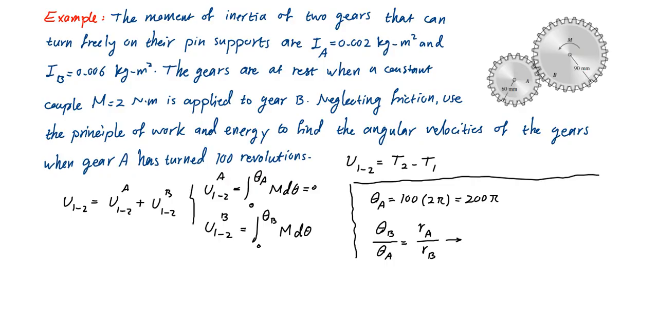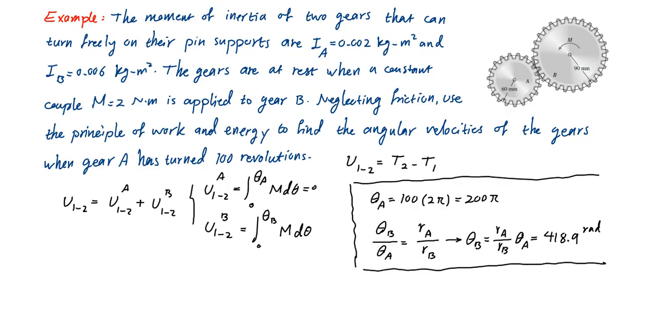So from there, you can actually find theta B, pretty straightforward: RA over RB times theta A. You plug in the numbers. RA is 60 millimeters, RB is 90 millimeters. So it would be 60 over 90 times 200 pi. That'll give you 418.9 radians. Okay, so keep this here.